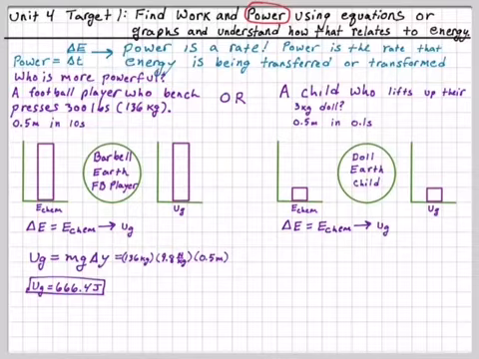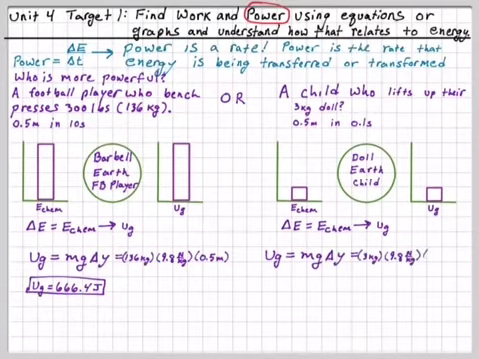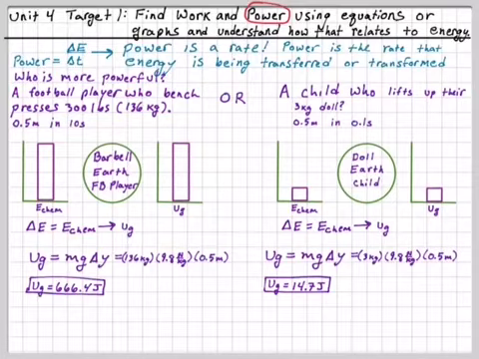And for the barbell, we find that that is 666.4 joules. So when that football player lifted the barbell, he transformed 666.4 joules of energy from his chemical energy into gravitational potential energy for the barbell. For the child, it's going to be a far less amount of chemical energy that is transforming. For the child, only 14.7 joules of energy is transforming from that child's chemical energy into the gravitational potential energy of the doll that the child is lifting.